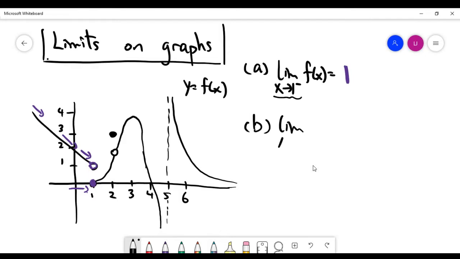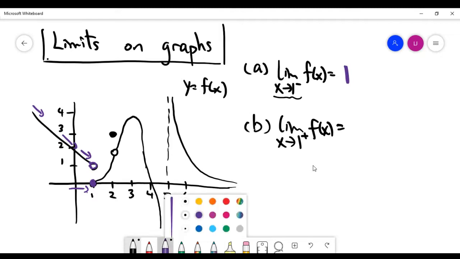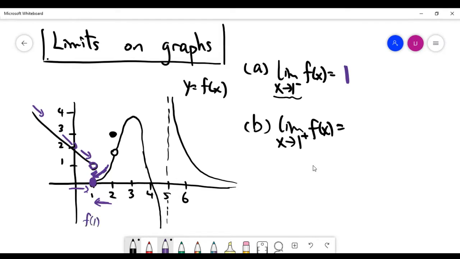So let's look at the second one, when x is approaching 1 from the right-hand side. So let's see what's happening. You see, you're approaching 1 from the right-hand side, from the values bigger than 1. And let's look at this line. You see, when you approach 1 from the right-hand side, you're actually approaching this point, which is the actual point where the function f of 1 is sitting. So just to let you know, f of 1 is 0. So actually, it is approaching this actual point, which is 0.